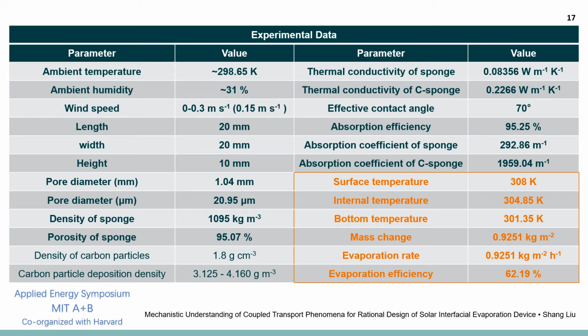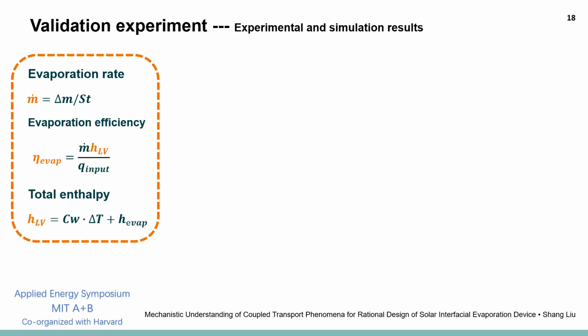This is a summary of all measured experimental parameters. The parameters written in dark green are used for the model, and the orange parts are the results, which are waiting for validation with our model. The evaporation rate and evaporation efficiency can be calculated by this equation.